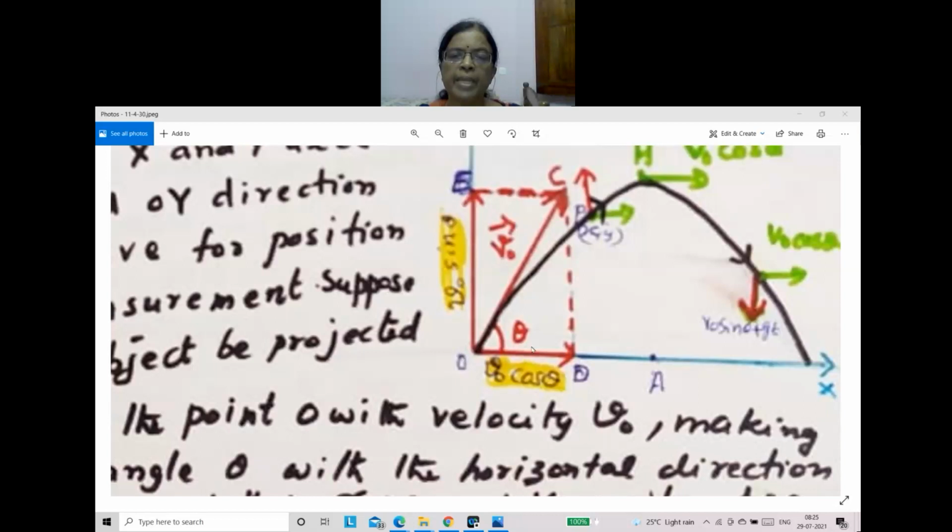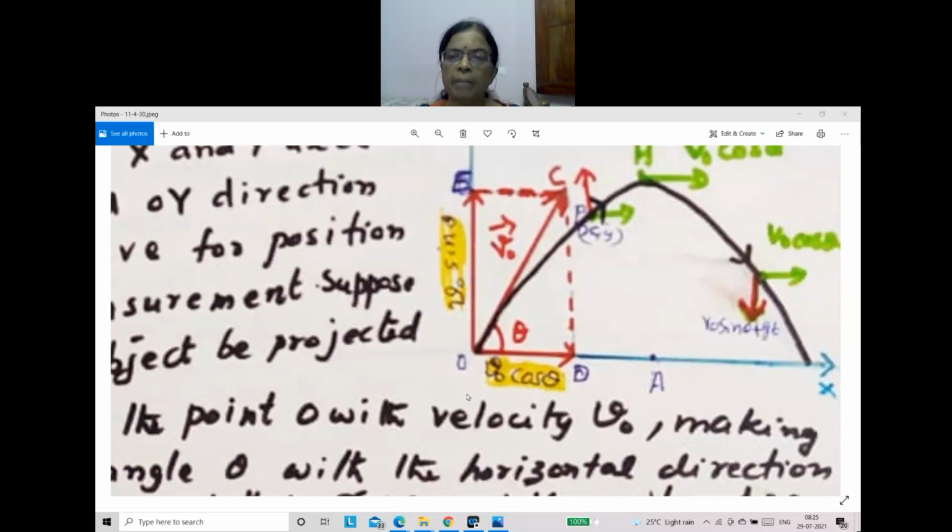Here, this perpendicular down to the x-axis meets at the point D. So put a vector symbol here. That OD is the component of this velocity along the x direction, v0 cos theta. What is the component of this velocity along the y direction? It is v0 sin theta. Initially the velocity is v0, its component along x is v0 cos theta, and along y is v0 sin theta.